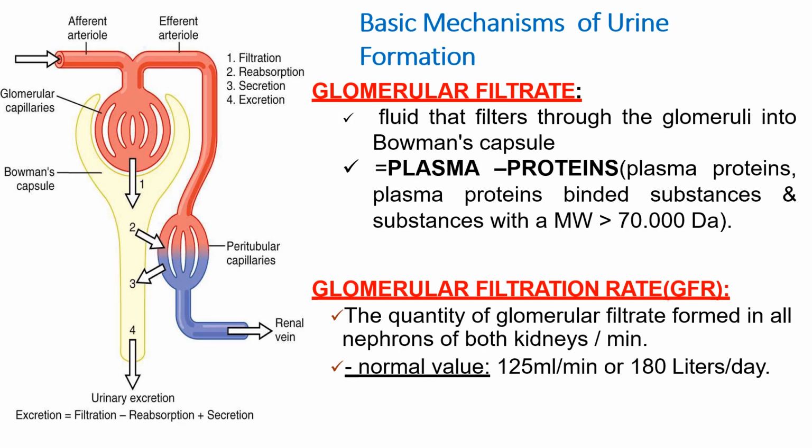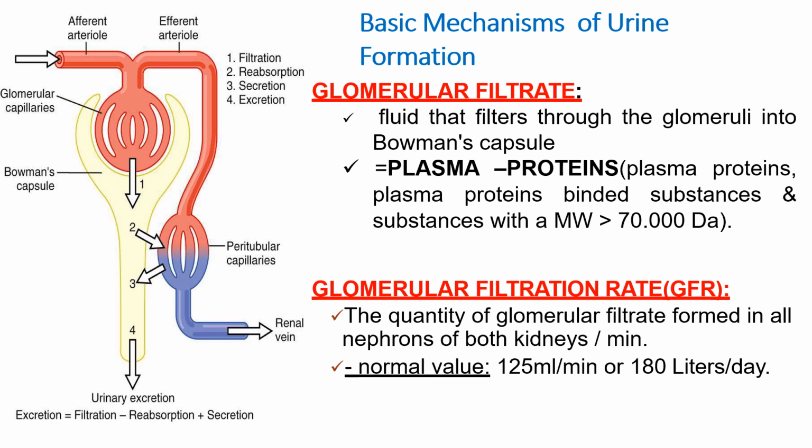And coming to the basic mechanisms of urine formation, the first and foremost is glomerular filtrate. It is a fluid that filters through the glomeruli into the Bowman's capsule. That fluid is equal to plasma minus proteins, because proteins are not filtered, and some cell elements, that is RBCs, I have told you. These proteins are plasma proteins, plasma protein bound substances, and substances with molecular weight more than 70,000 Daltons. So glomerular filtrate is plasma minus proteins.